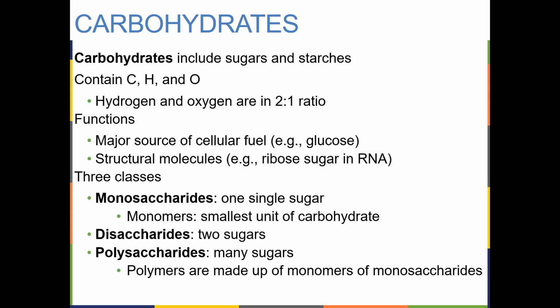Now, there are 3 types of carbohydrates: the monosaccharides, the simple sugars, the single sugars. These are the monomers of carbohydrates. The disaccharides are 2 sugars linked together. Most common disaccharide is what we call table sugar, the stuff you buy at the store, in the 5-pound bag.